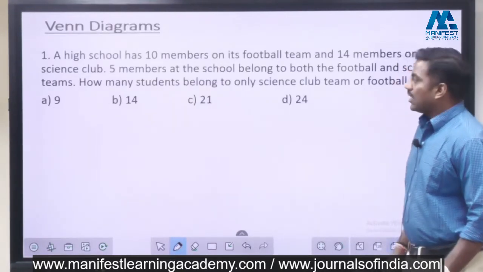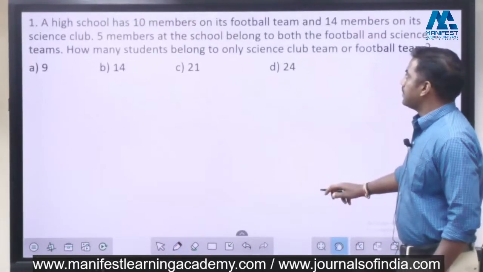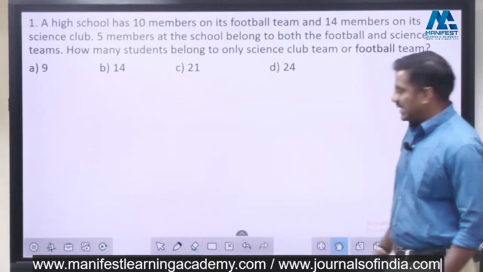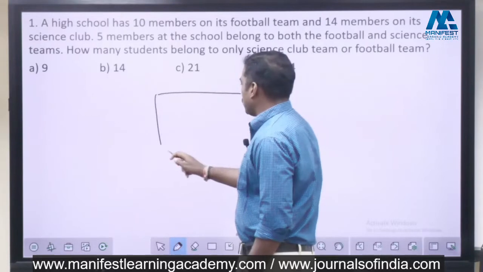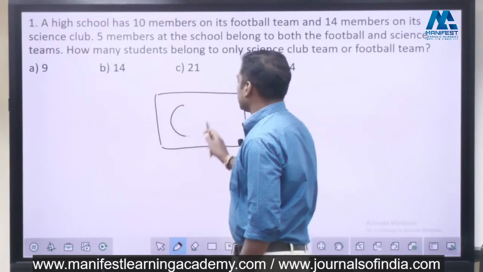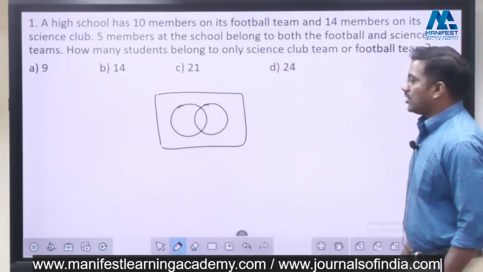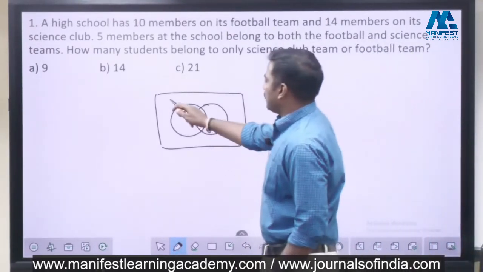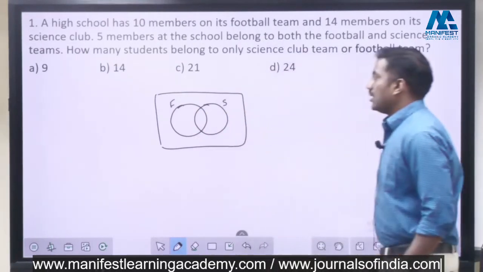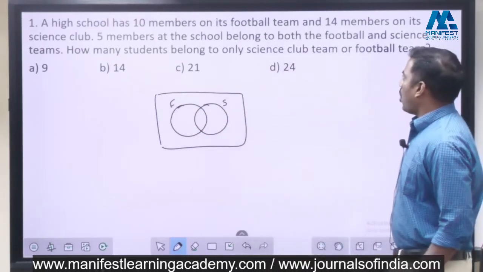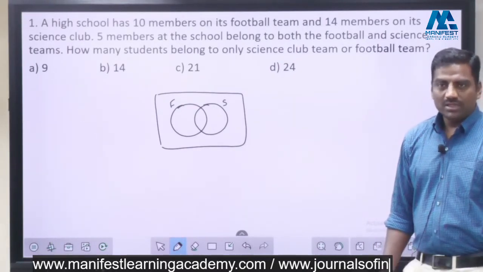A high school has 10 members on its football team and 14 members on its science club. Okay, first, the very prerequisite is to draw this diagram. Let's say this is football and this is science club. 5 members at the school belong to both football and science teams. Can we fill this one?